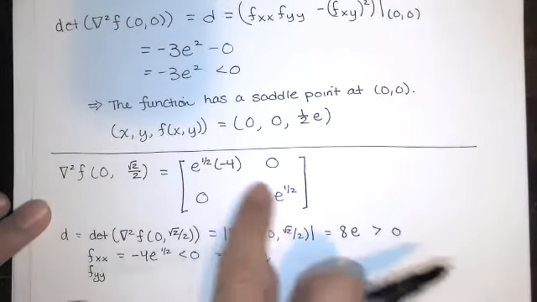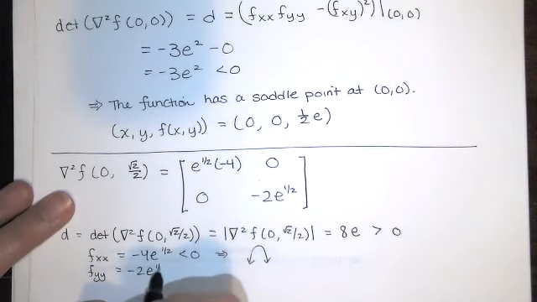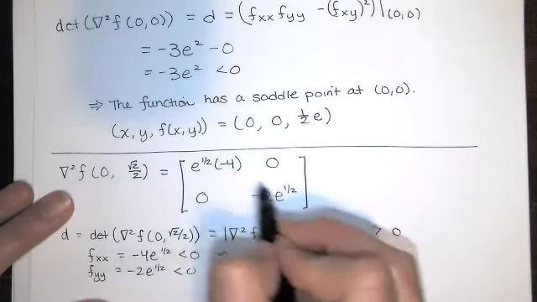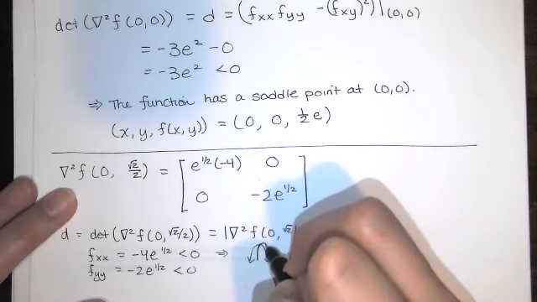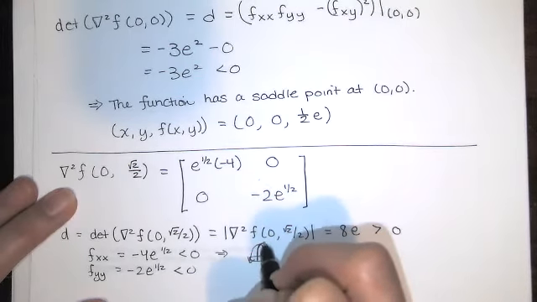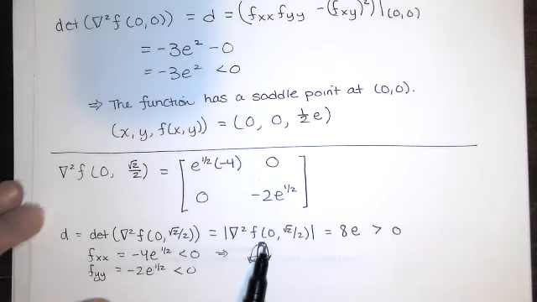Whenever d is positive, these guys have the same sign. You can also look at these two numbers and see that they have the same sign. So it's concave down in the x direction. It's also concave down in the y direction. And so what you get is something that looks like an elliptic paraboloid facing down at that point. Locally, it has this behavior, and that means we have a relative maximum at this point.